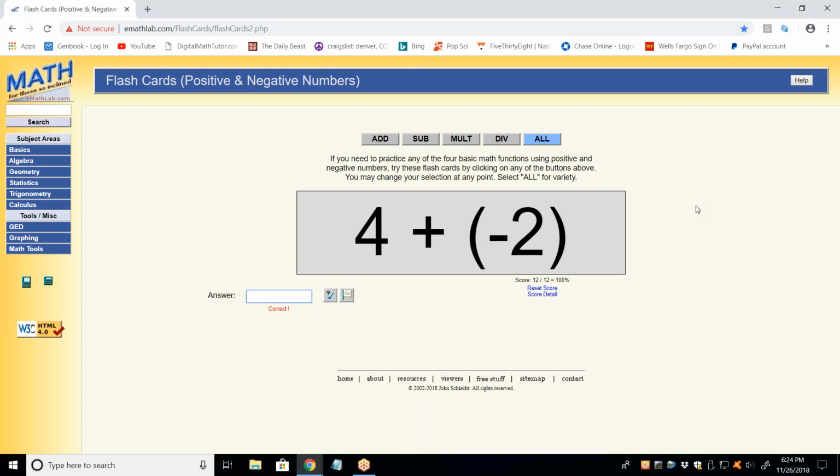Sign first even on these. +2. -8. Good. See, after a while, when you memorize them, you can do it in 2 seconds. +2, okay.